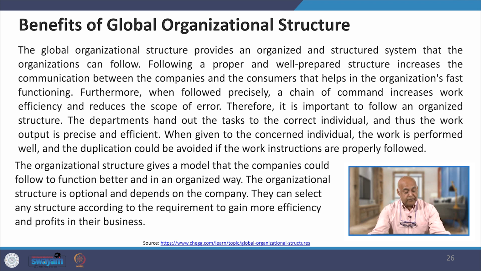Therefore, it is important to follow an organized structure, and the departments hand out the tasks to the correct individuals. With an organization structure, the work output is precise and efficient. When tasks are given to the concerned individuals, the work is performed well and duplication can be avoided, and the work productions are properly followed.